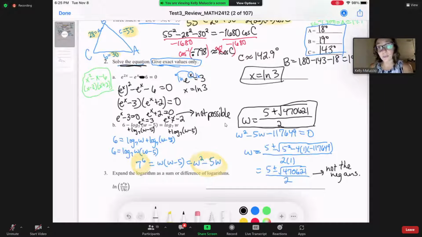The decimals are 345.5 and -340. So clearly with logs, the reason negative doesn't work is because the equation has log base 7 of W, and if W is a negative number, we cannot take the log of that. That's the reason we're doing this, and so that -340 does not work. And the positive answer is going to be good.